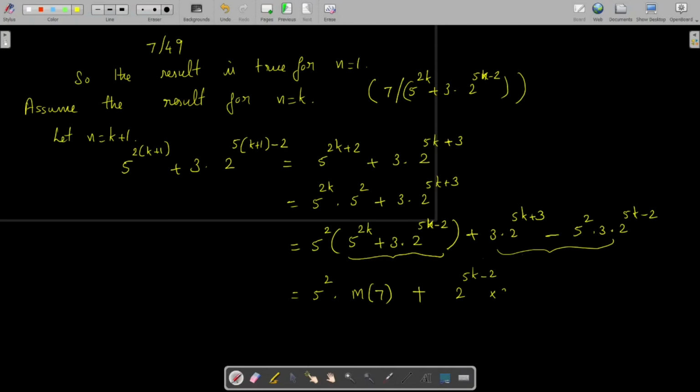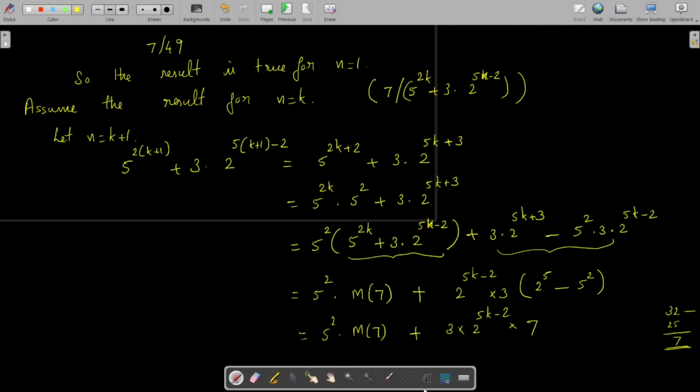So we can write 3 into, now we have 5k plus 3 minus 5k minus 2. The 5k minus 5k cancels, and 3 minus minus 2 is 5. So here we have 2 raised to 5 minus 5 raised to 2. So actually this is equal to 5 square into a multiple of 7 plus 3 into 2 raised to 5k minus 2. Into 2 raised to 5 is 32 and 5 square is 25. So the difference is 7.